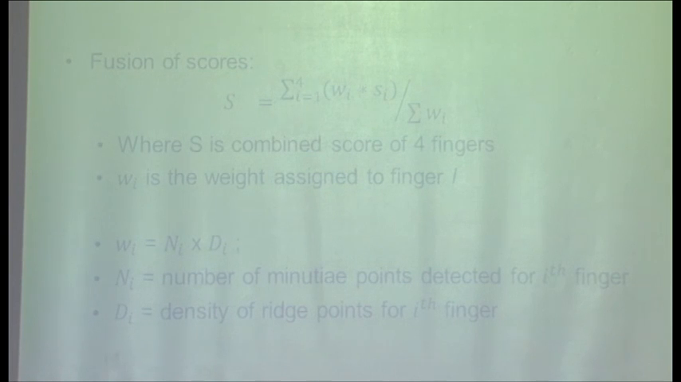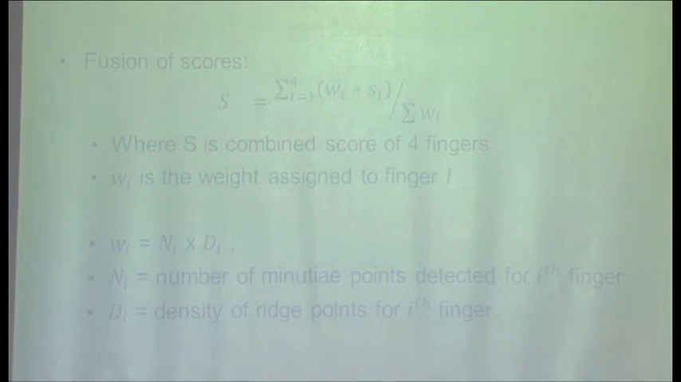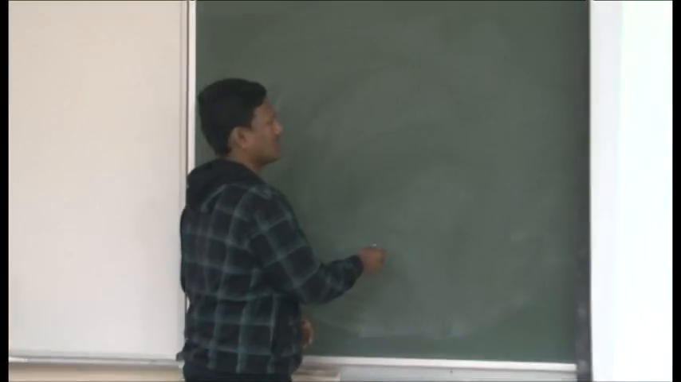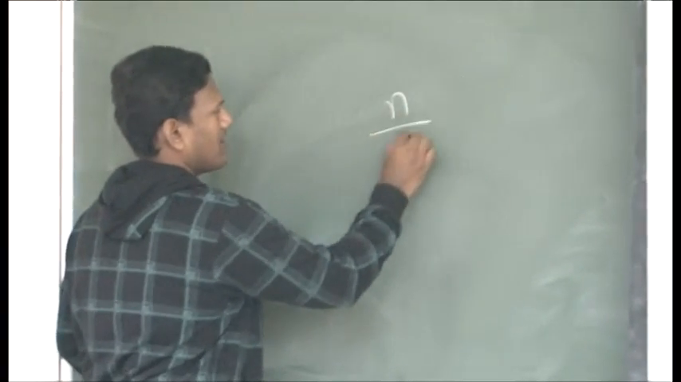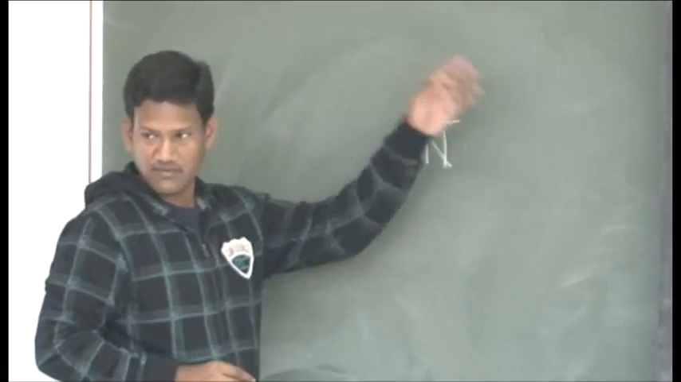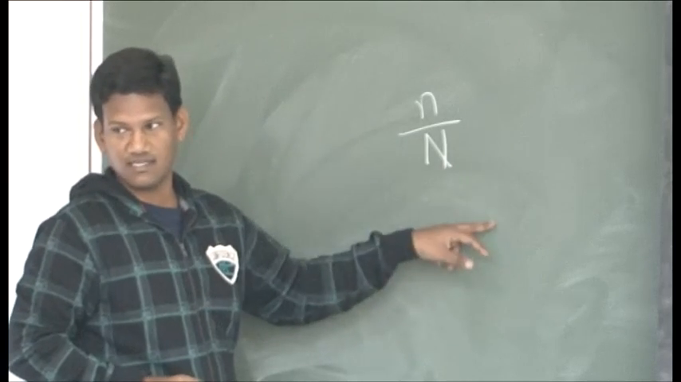But he has used the density, so that will take care. It is the number of points divided by the total area. What is the density? How do you define the density? I will tell you. We can say the density is the number of ridge points, some n, divided by the total size of the image. Okay, that we can say is the density.